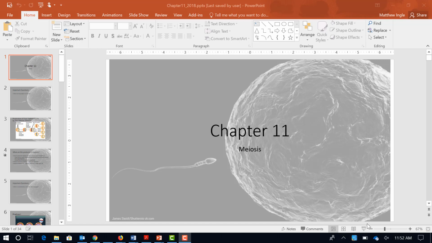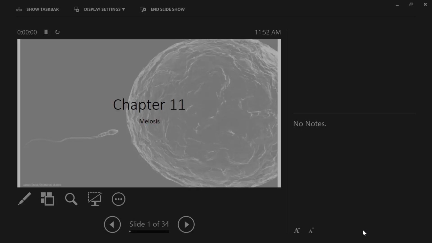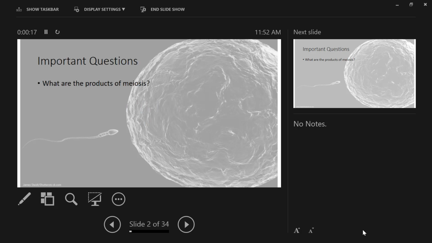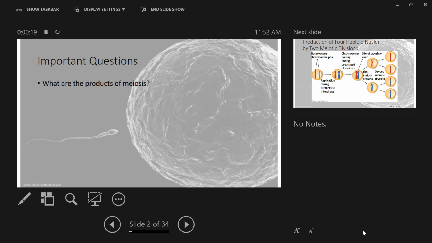Okay, so again, this chapter is chapter 11 from our textbook. It is not going to be on the exam, but what you'll find is this process of meiosis is very similar in many ways to our process of mitosis. And a lot of what we're going to do with our time today is going to be relevant as you work your way through chapter 10.